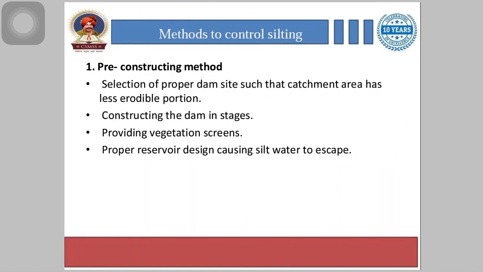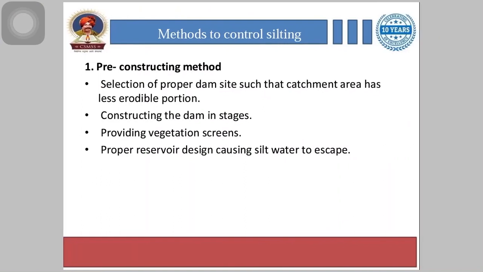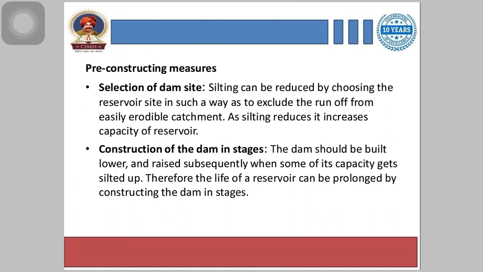These methods are adopted before and during the construction of the project, so they are called pre-constructing methods. These pre-constructing methods include the selection of dam sites, constructing the dam in stages, constructing check dams, providing vegetation screens, and lastly proper reservoir design causing silt water to escape. Now we will see one by one in detail. First is selection of dam site.